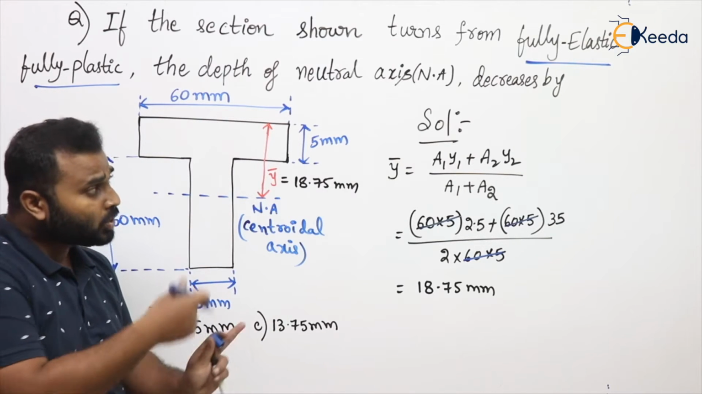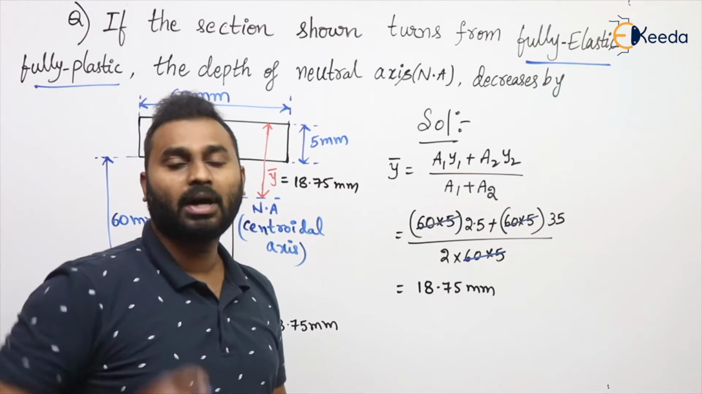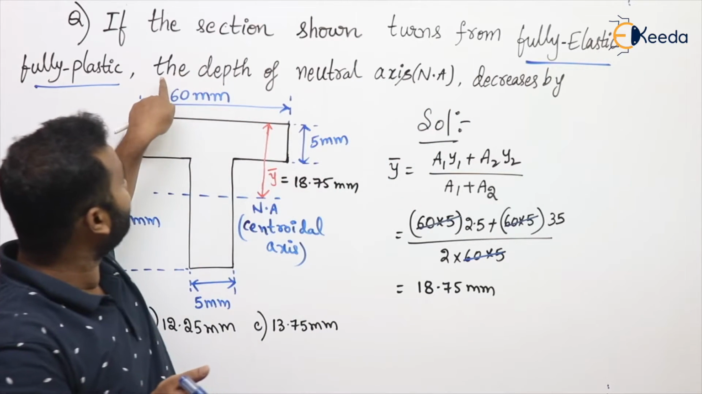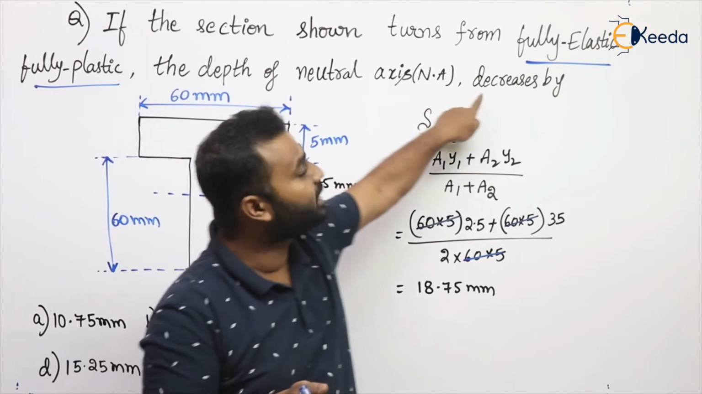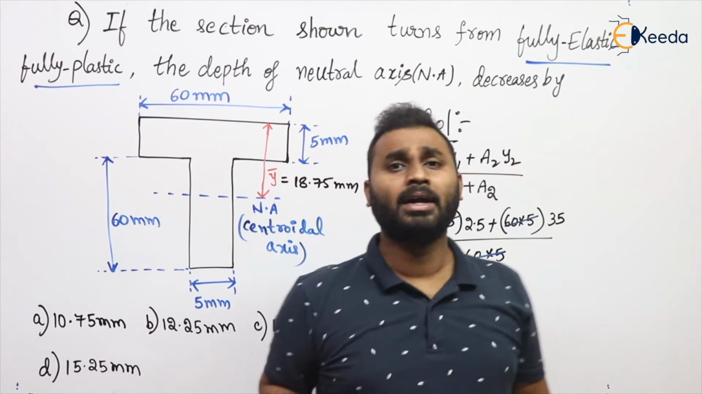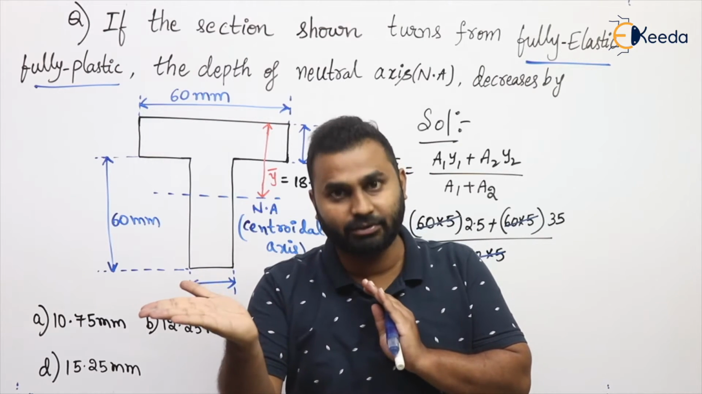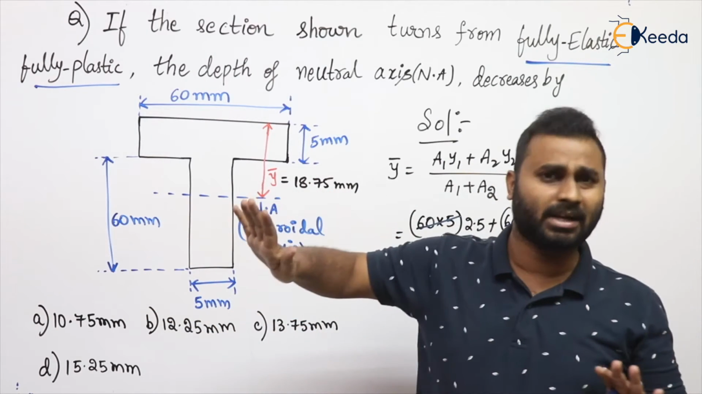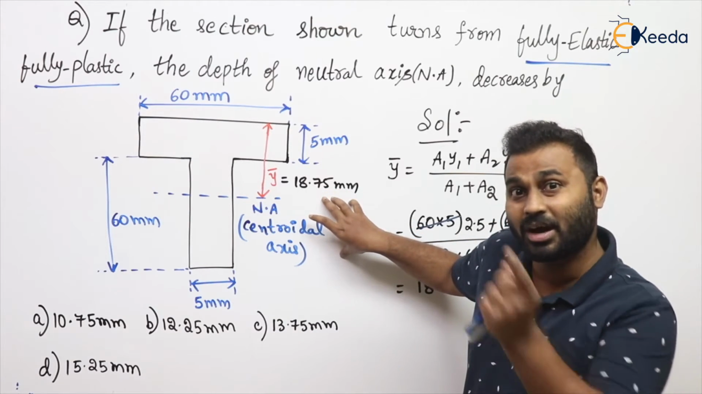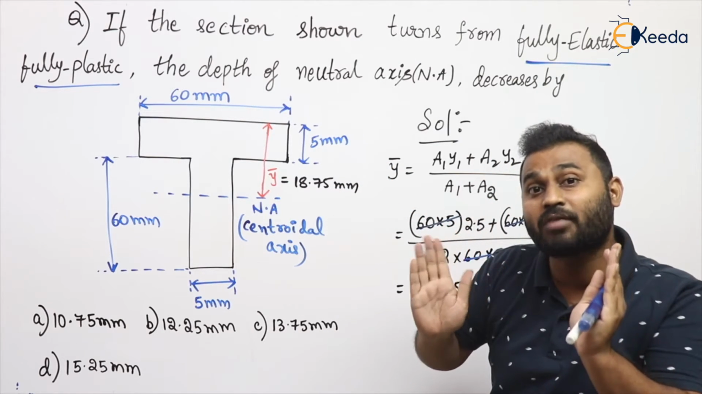Clear everyone? Now we need to find the distance of the plastic neutral axis from the top, or from the extreme fiber. Then only can we answer this question. It means then only can we say by what amount the depth of the neutral axis decreases. Now coming to the plastic neutral axis, once again I will recall its definition. The plastic neutral axis divides the cross section into two equal halves, right everyone? So by visual inspection, without any calculation, just by observing the given cross section, we can say that the plastic neutral axis lies at the junction of web and flange.